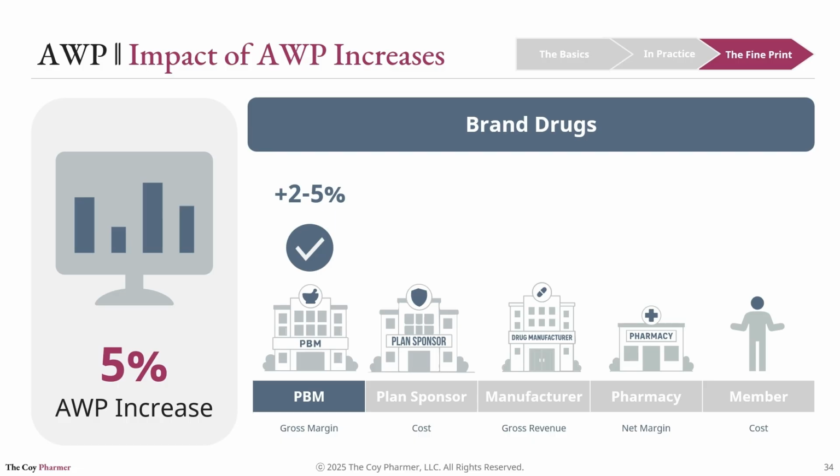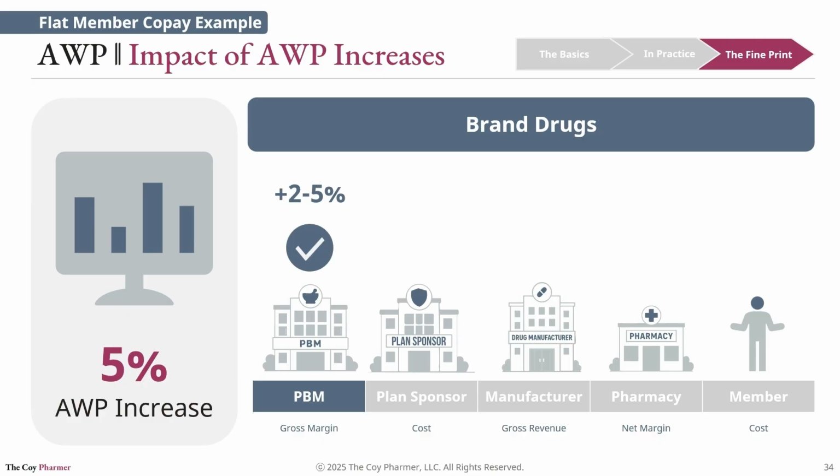Next, we're going to talk about that same example of a brand drug, but with a different plan design. So in this example, say that the member has a $30 copay on branded products. When the AWP increases, the member is going to continue to pay the same. So what happens for the rest of the players in the channel in this case?